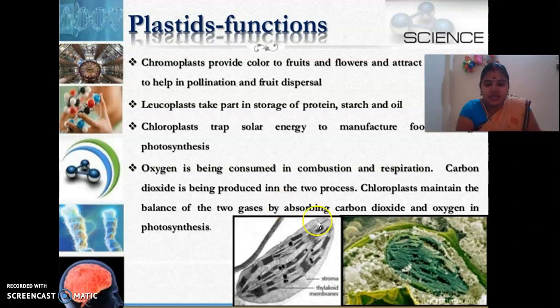Okay, see here, this is the structure of plants. This is a green color part. This white one is the leucoplast, and the green color is the chloroplast. This is the chlorophyll pigment. Okay, so shall we go to the next slide?